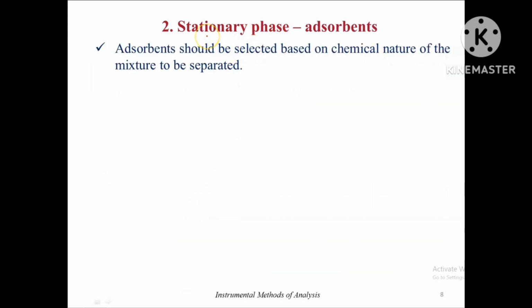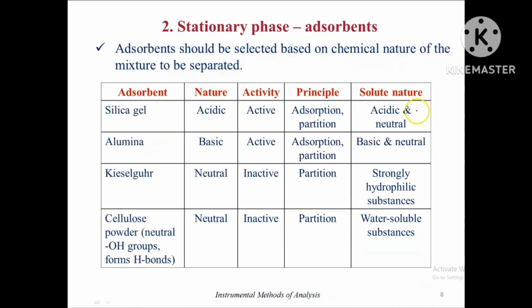The second stage is selection of stationary phase. Adsorbents should be selected based on the chemical nature of the mixture to be separated. If the mixture to be separated is acidic or neutral in nature, then silica gel G can be selected as adsorbent. In that case, the principle of separation will be either adsorption or partition. In case of basic and neutral substances, alumina can be selected as adsorbent. In this case also, the principle of separation can be either adsorption or partition.